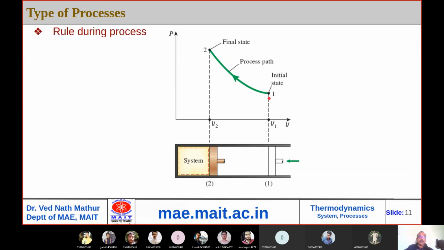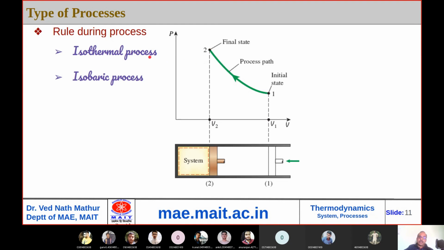Now while the system is moving from one equilibrium point to another equilibrium point, it can follow a certain rule. Depending upon the rule followed during the process, we name this process. So we can have an isothermal process. During the entire process, if the temperature remains constant, we call it an isothermal process.